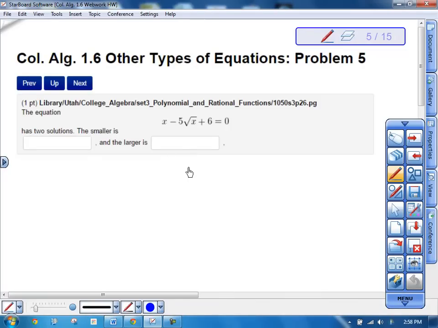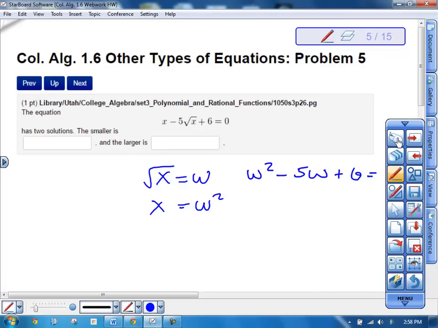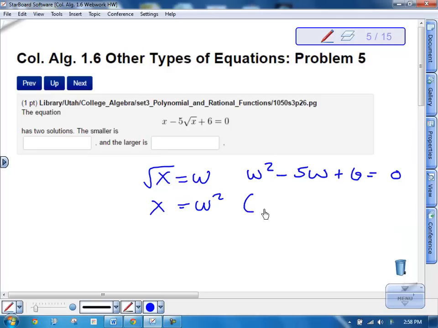Another problem that we've done, but you might easily forget, is if you call the square root of x equal to w, then x would be w squared. It's a little trick to realize that this really is kind of like the quadratic pattern, where now x is w squared if you sub it in, and square root of x is really w. Now it's easier to see that this is really a quadratic. Now you can factor it. W and w, you want minus 6 and plus 1.